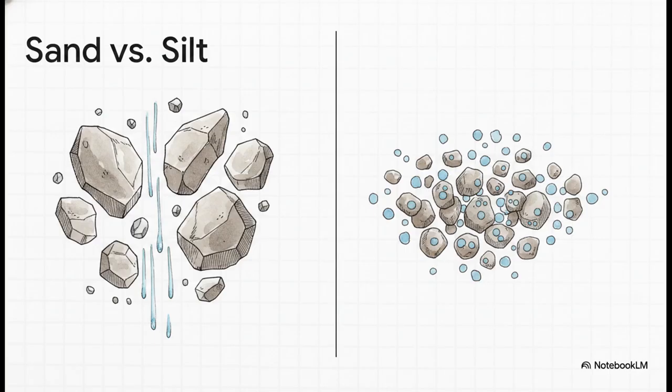Now, silt is the intermediate size. Physically and mineralogically, it's actually a lot like sand. But because silt particles are smaller, they have way more surface area. They're often coated with this strongly adherent clay, so they hold more moisture than sand and even show a little bit of mild plasticity and cohesion.